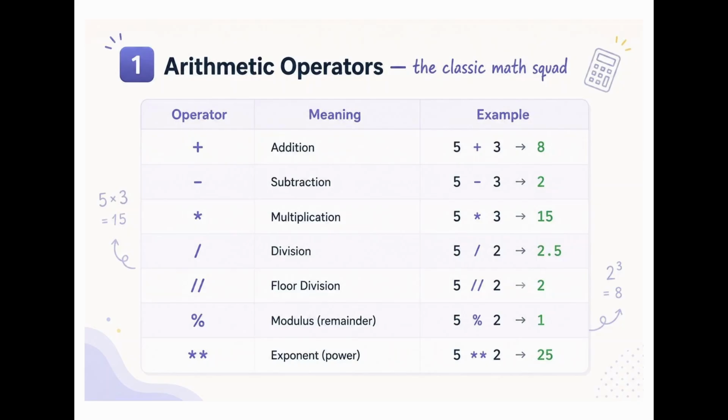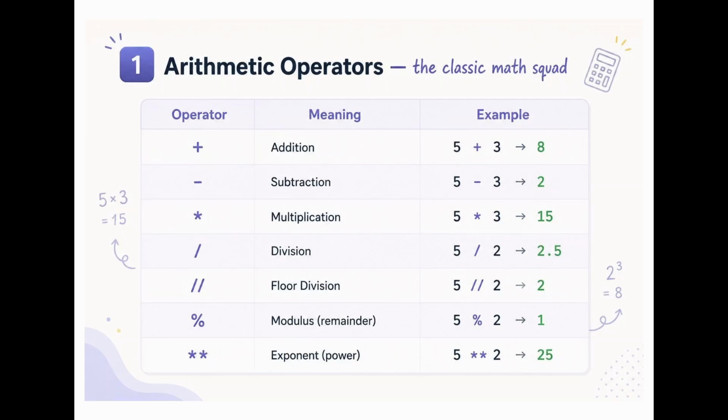First symbol is the plus sign, which means addition. Second one is subtraction. Third one is multiplication. Fourth one is division. Fifth one is floor division, which gives the integer value of the division. Sixth one is modulus, which is the remainder. And seventh one is exponential powers.